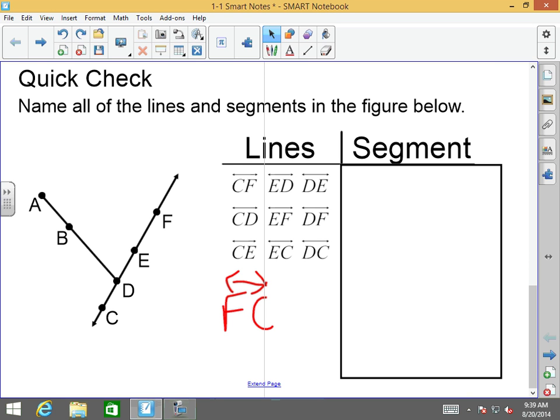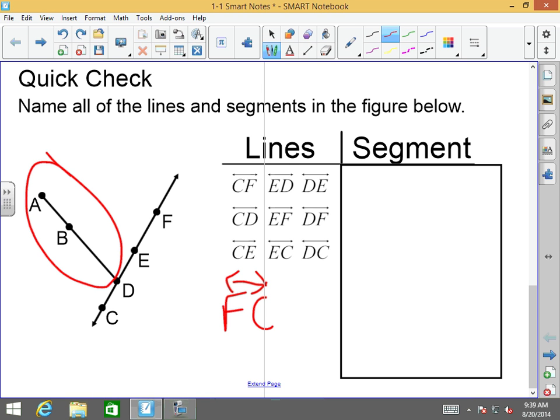How about segments, guys? Yes, sir. AB, remember the segments are going to be just with a line on it. So AB is definitely a segment. What else? BA. What else? BD. AD. DA. What else, guys? Come on, only a few people answering. Yes, sir. DB. BA, we already said that. I think we've already captured all of the segments here.